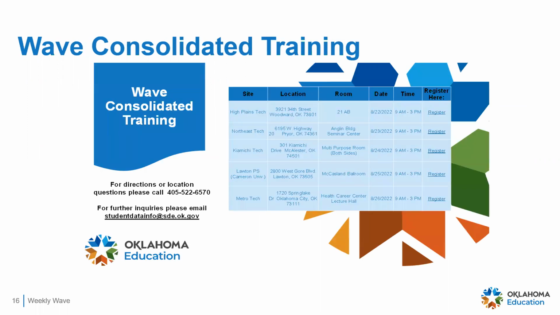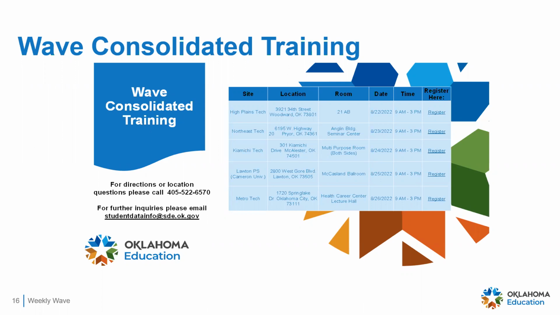Okay, so we're down to our WAVE consolidated training, and it's going to occur August 22nd through the 26th. And we're going to start out in Woodward. Then we're going to Pryor on Tuesday. We'll be in McAlester Wednesday, Lawton on Thursday, and we'll be back in Oklahoma City on Friday. You can register at the student data info tab on the OSDE website.